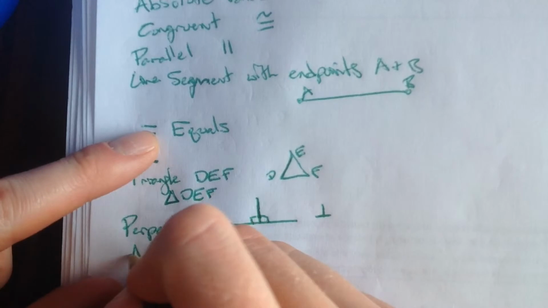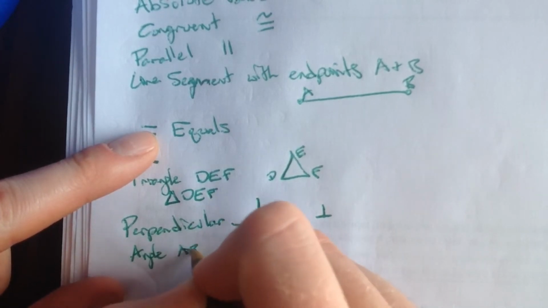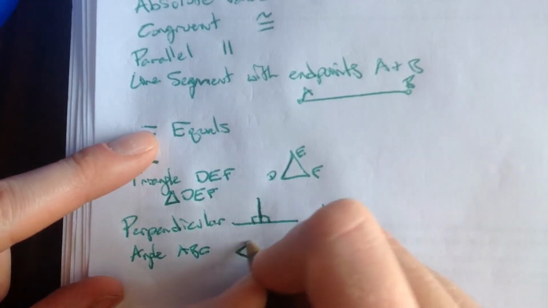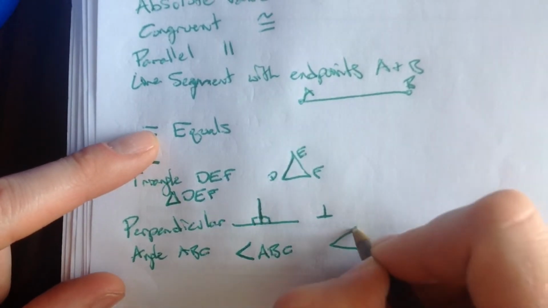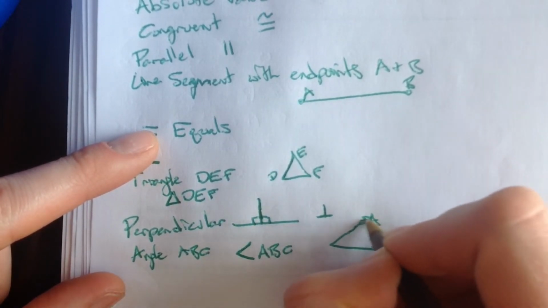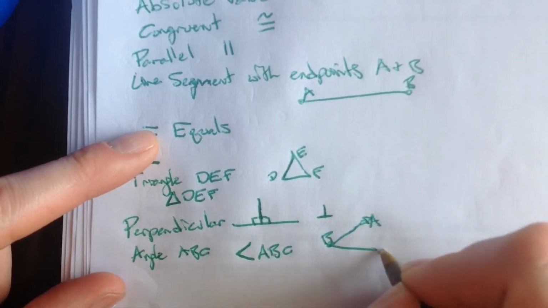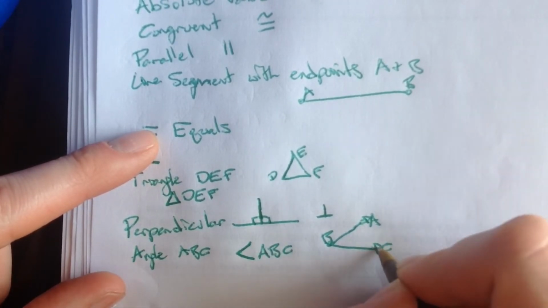If we have angle ABC, one way we can write it is just with an angle symbol. Another way it represents is we start at the top point and we say A, B is the vertex, and C is the other ray.